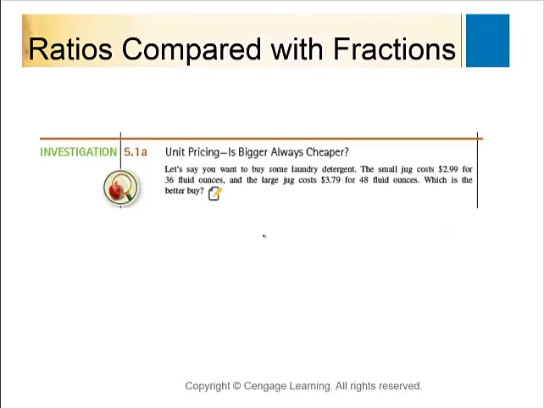Unit pricing, which one costs more? This is comparing our dollars to $2.99 for every 36 ounces. And if you actually compute those numbers, and then I want to do $3.79 for 48 ounces. We'll see which one is the better buy.